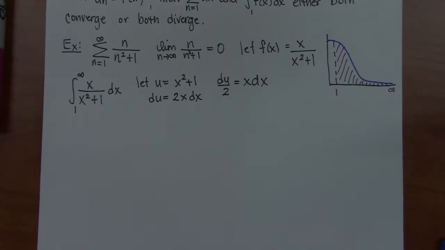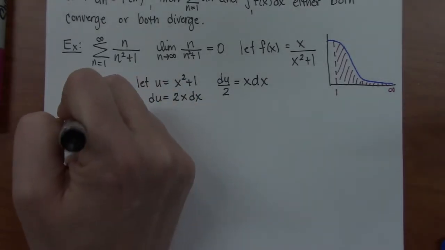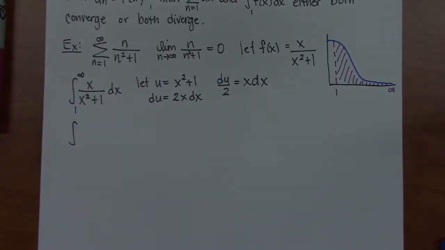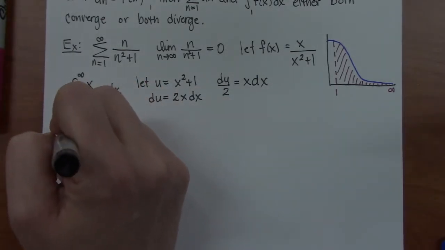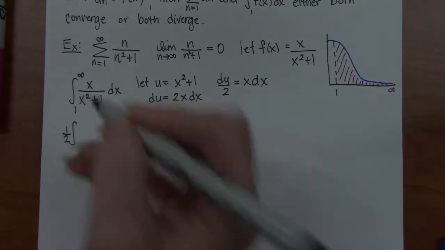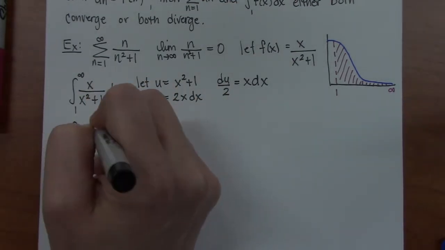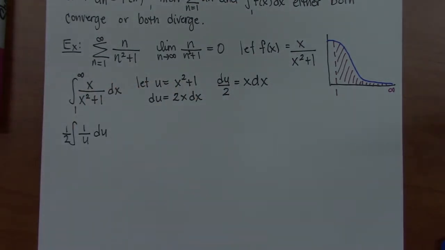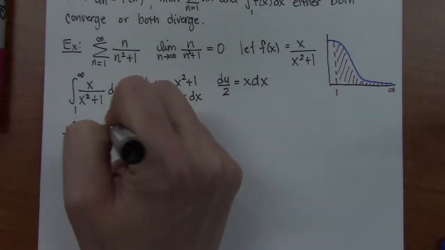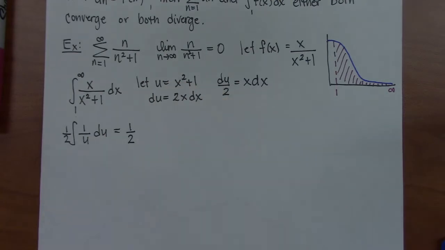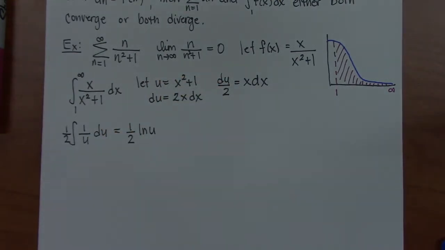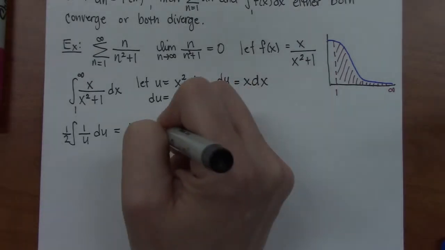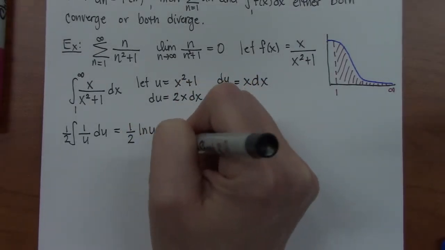So what we want to do when we switch to u is treat it as an indefinite integral. Just take the bounds away. The 1/2 for the du, I'm just going to pull out front. So all I have to integrate is 1 over u du. The 1/2 is a constant, and the antiderivative of 1 over u is the natural log of u. Then we're going to put it back in variable x.